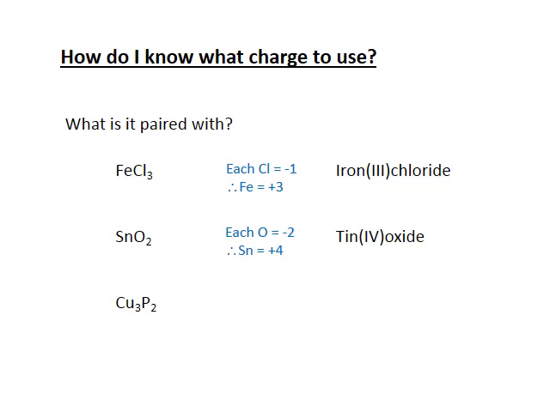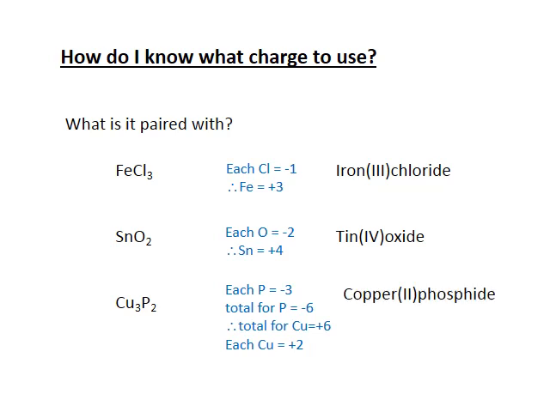Here's one that's a little twisted. Copper and phosphorus. I know that phosphorus is in my -3 column, so when I do the math here, each of those adds up to -3, so 2 phosphorus ions would be -6. So to balance that out, copper would have to have a +6. So there's +6 distributed over 3 ions, so each ion would have to have a +2 charge. So when I name this, I would call this copper(II) phosphide.